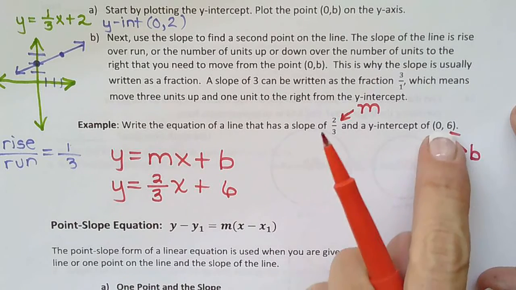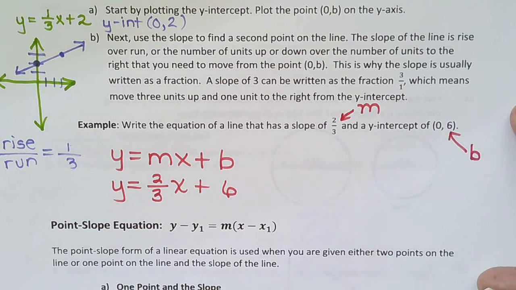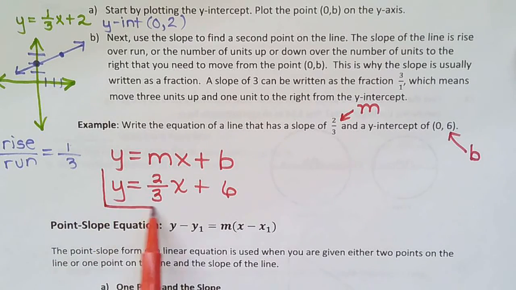It's when they give you another point, like (1, 5), that you have to do the whole y minus y1 equals m times x minus x1. So that is slope-intercept form.